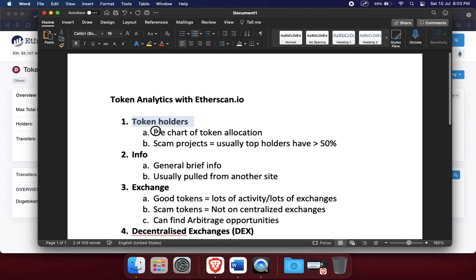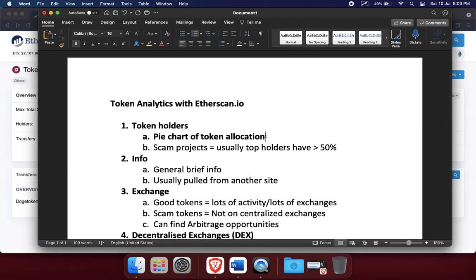I think this is very important, right? The pie chart, especially of token allocation, you want to know who's holding the tokens, right? So I hope you guys enjoyed it and learned something new from Etherscan.